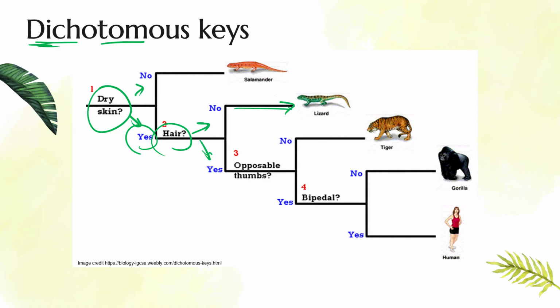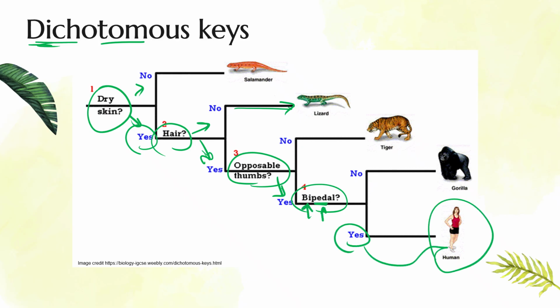But what if there is hair? Well, then we need to ask our next question: are there opposable thumbs on our organism? If yes, we're going to look, is it bipedal? That means, does it walk on 2 feet? Why, yes, it does walk on 2 feet. It must be a human.